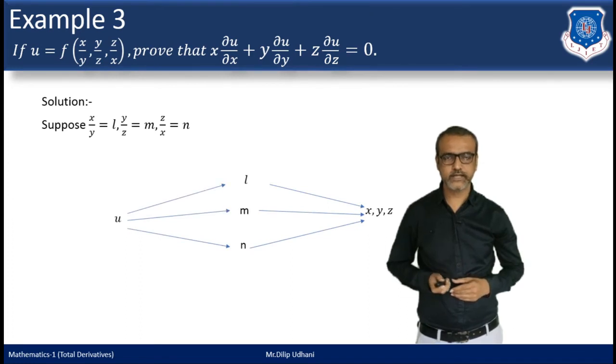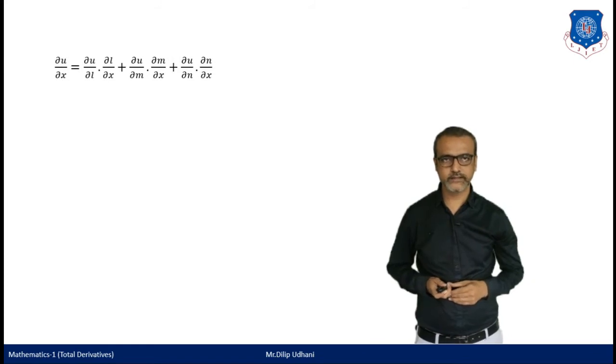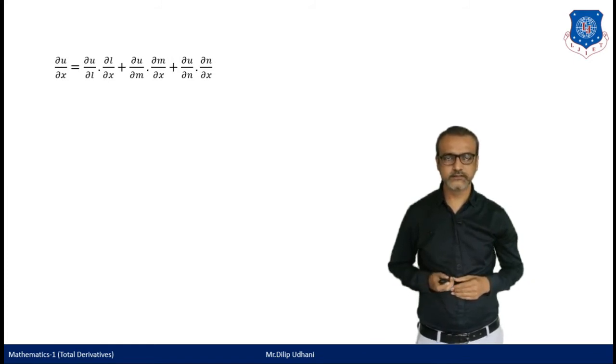So from the diagram you can see that u is a function of l, m, n, and l, m, n are functions of x, y, z. So first of all, we will find del u by del x. So we have del u by del x equals del u by del l into del l by del x plus del u by del m into del m by del x plus del u by del n into del n by del x.